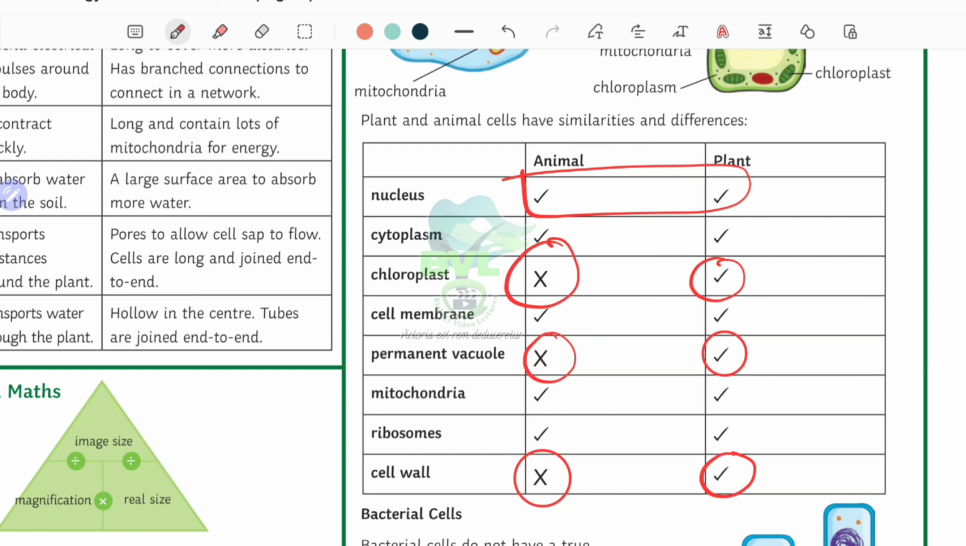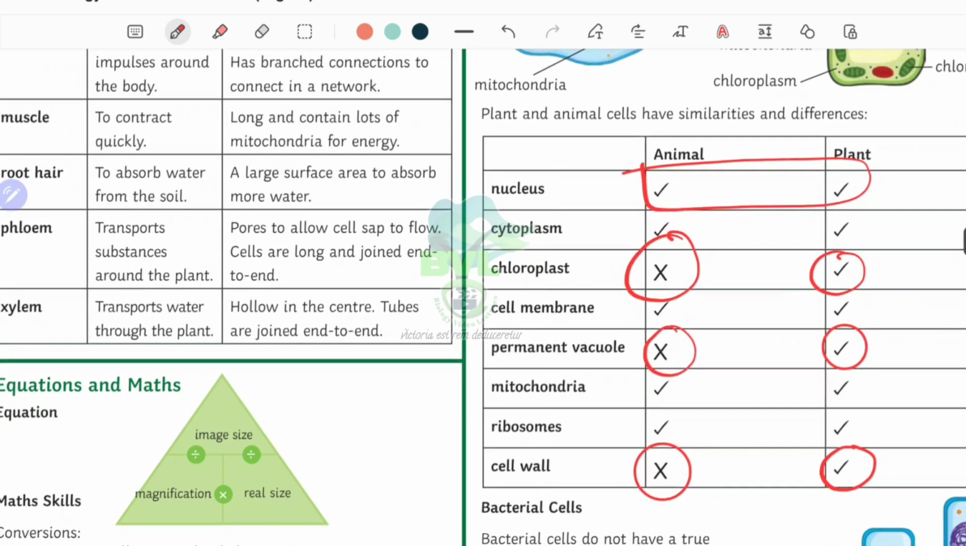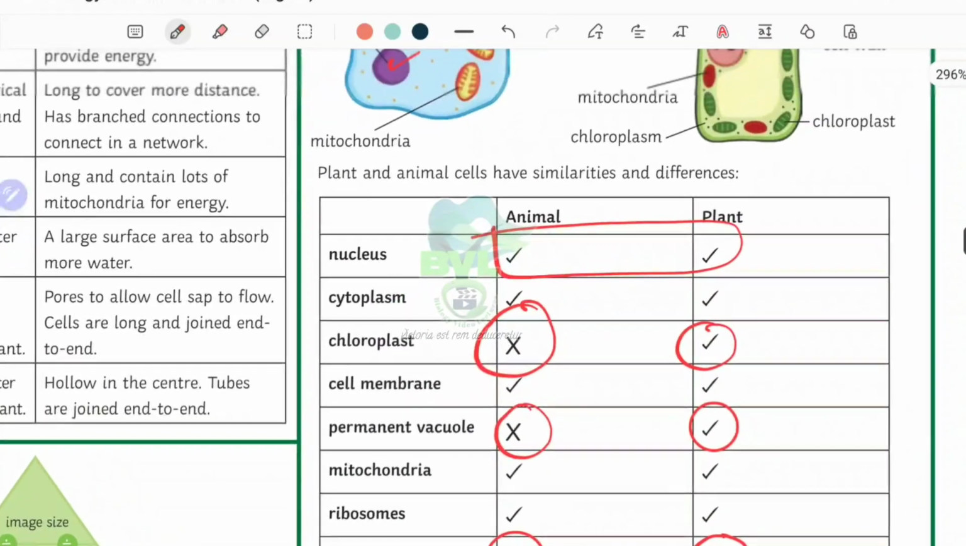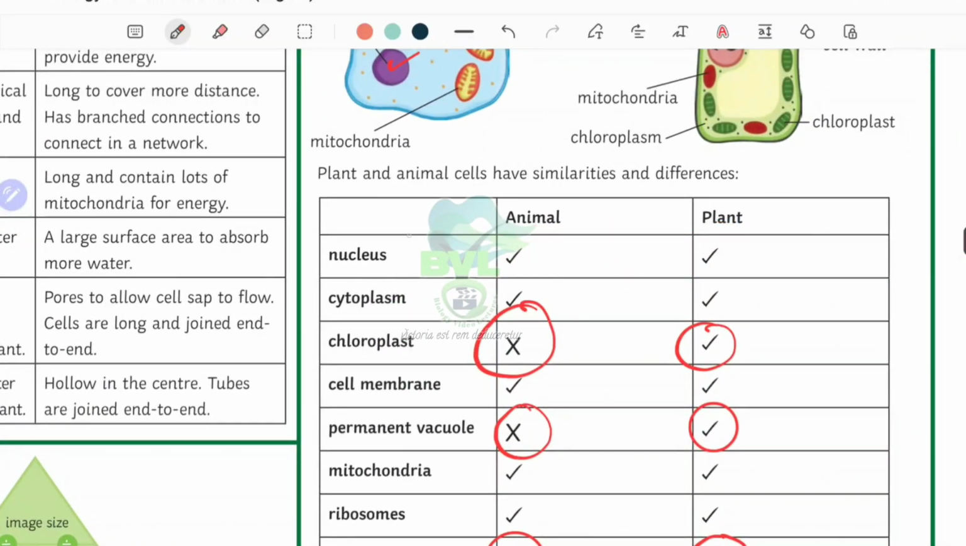Now, please pay attention at this point that you should know the function of each of these structures. Let me quickly take you through that. The function of the nucleus, whether in animal cell or plant cell, is to control. So it controls the cell activities.